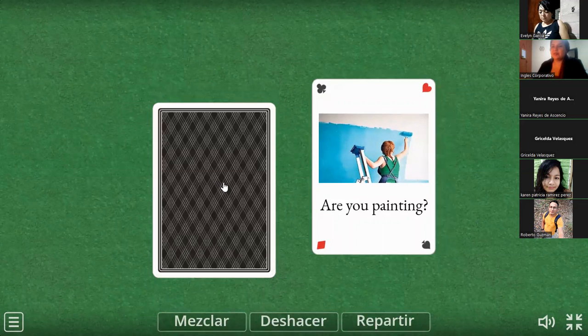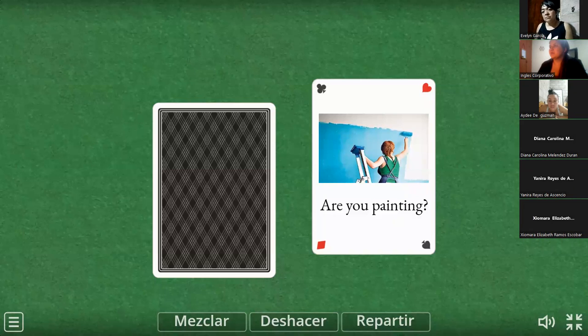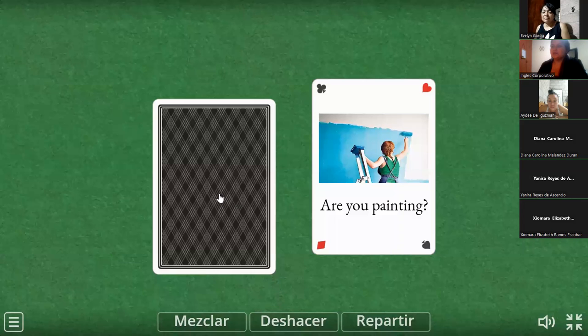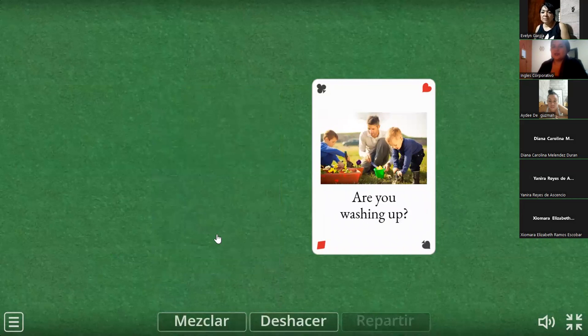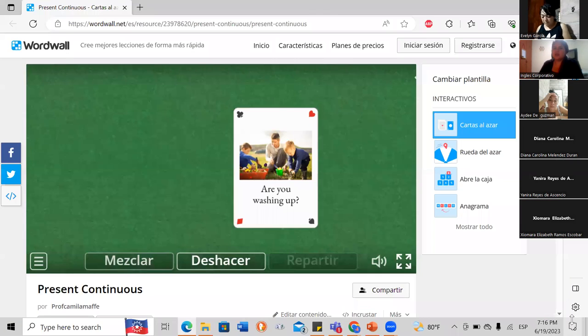Robert, are you painting? Yes, I'm painting. Okay, good. And volunteers, are you washing that? No, no. They don't wash. They are gardening, right? Yeah, it seems like they have plants there. They have plants and they are gardening. Okay, good. Very good job.